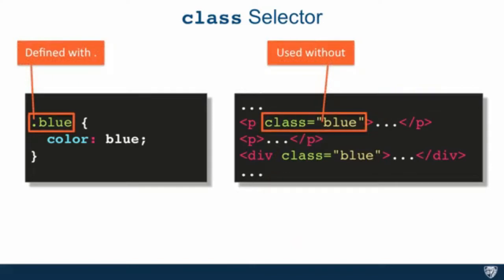There cannot be any space between the dot and the name of the class, in this case no space between the dot and the word blue. However, when you use the class, you don't use the dot in its name. You just use its name. So here we have the paragraph tag with class equals blue, without the dot in front of it.